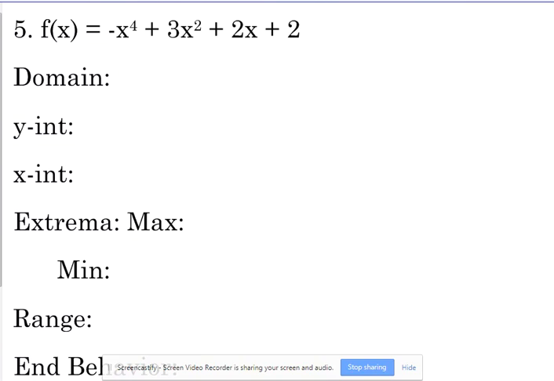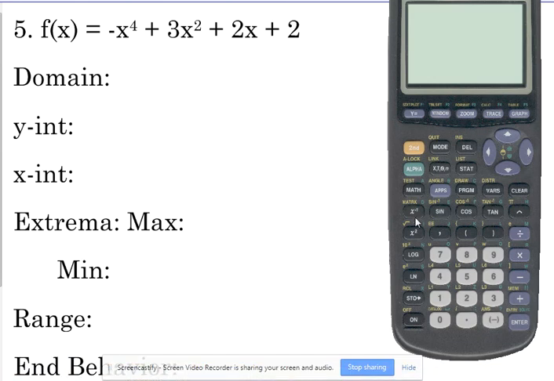All these characteristics for number 5. So I need everybody at this moment to type number 5, the equation, into your y equals if you haven't already. Okay, negative x to the 4th plus 3x squared plus 2x plus 2. Type it in, press graph. I know you have the picture on your paper there, but not all those points, maximums, and minimums, and intercepts happen at whole numbers. So we need our calculator for that.